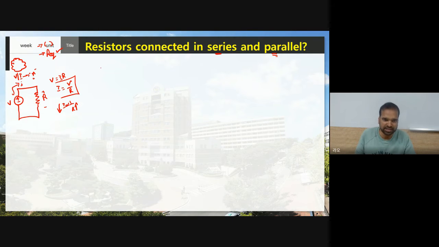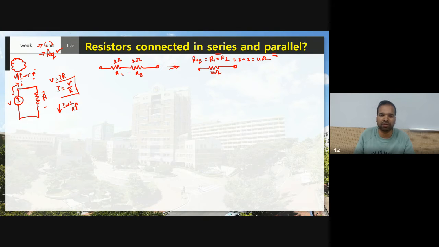Now assume that I have two resistors, R1 and R2. For some time, understand that these two resistors R1 and R2 are connected in series. How to find R equivalent? You simply add these two resistors, R1 plus R2. Clear? That would be the R equivalent. For example, if R1 is 2 ohm and R2 is 2 ohm, then the R equivalent would be 2 plus 2 equal to 4 ohm. This 4 ohm is the R equivalent of these two resistors.